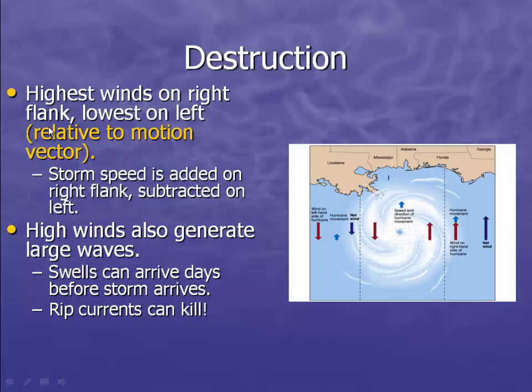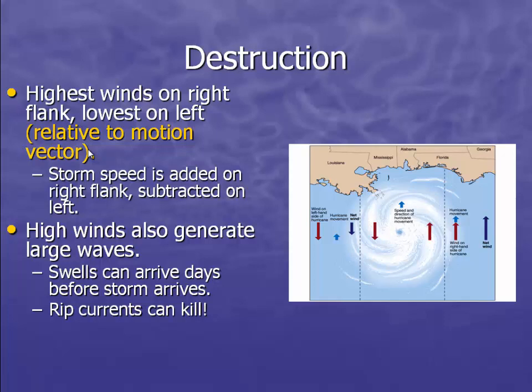So you will always get the greatest storm surge and greatest wind damage on the right flank of the storm, the lowest on the left. This is relative to the motion of the storm. So if the storm is moving due north, you'll always get that to the right. If it's moving this way, you'll get it to the right still. So always focus on the right of the path of the storm.